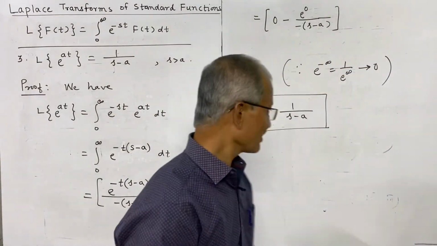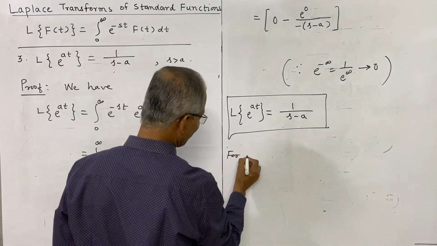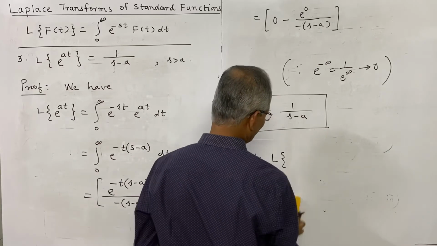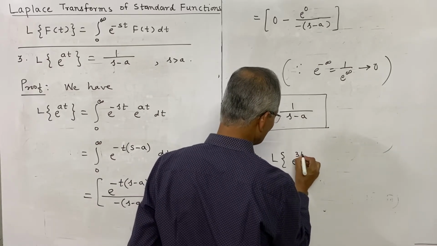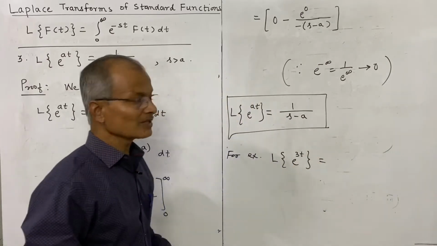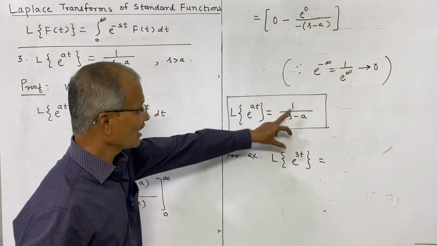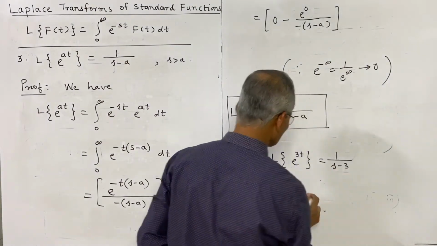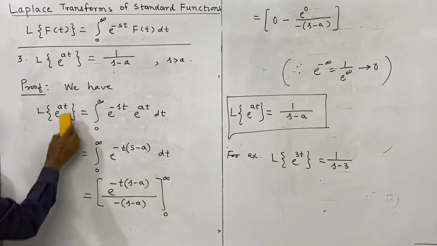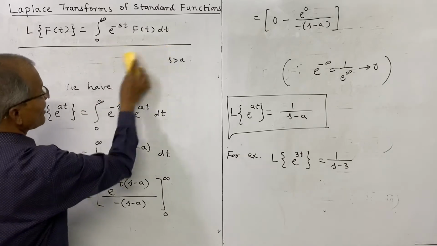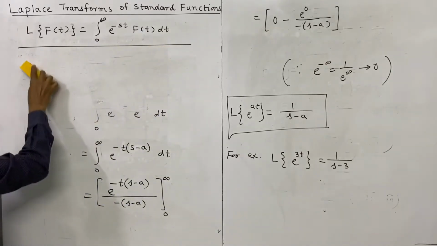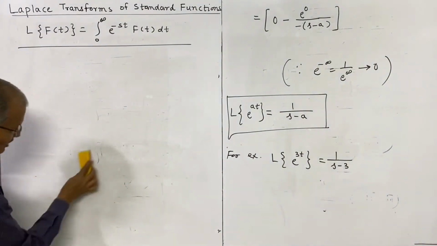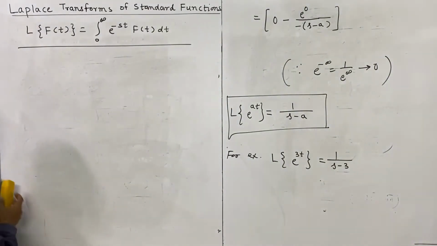An example can be considered as, for example, Laplace transform of e to the power 3t. Using this formula, the value of a is 3, and therefore the result is 1 upon s minus a, means s minus 3. So it is simple. The next result we shall consider is the Laplace transform of circular functions or trigonometric functions, and together we shall obtain the two results as fourth.